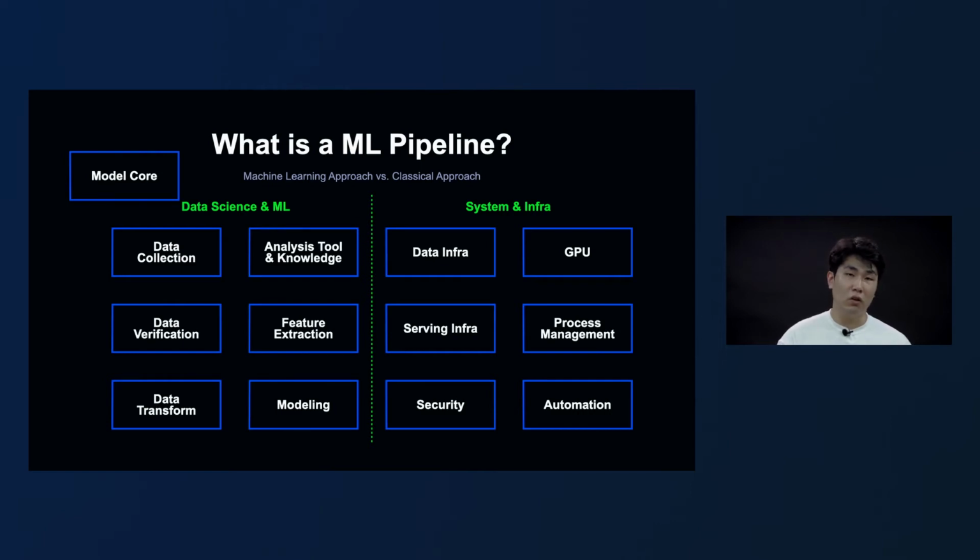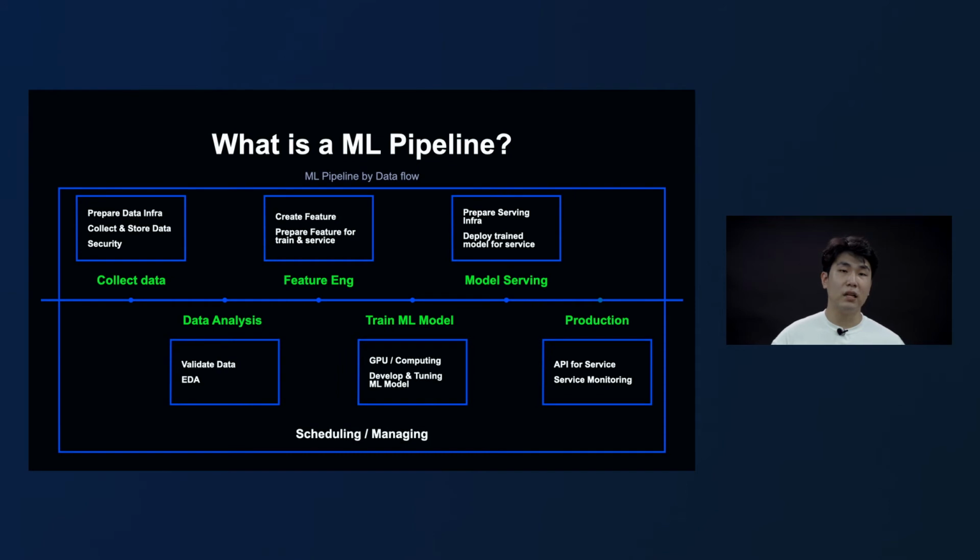So if we organize this a bit more, we could organize the task like this. Like a data pipeline, it proceeds in the order of data flow. But its biggest difference from a general data pipeline is the part where the model is trained and served to provide the model as an actual service.